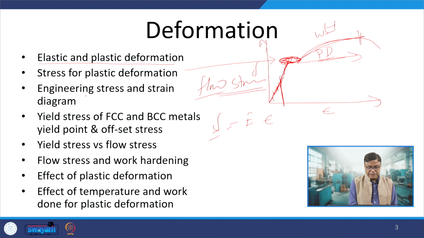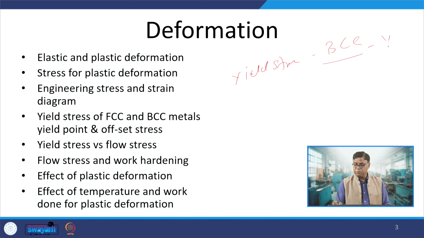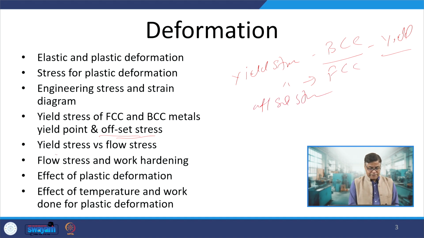We have already talked about the engineering stress strain diagram, wherein the stress and strain are calculated based on the initial dimensions of the sample. The yield stress of BCC and FCC metals is obtained differently. Yield stress for BCC metals is obtained from the yield point directly, but offset stress is used for determining the yield stress of the FCC metals. And as I have said, flow stress and the yield stress are different.